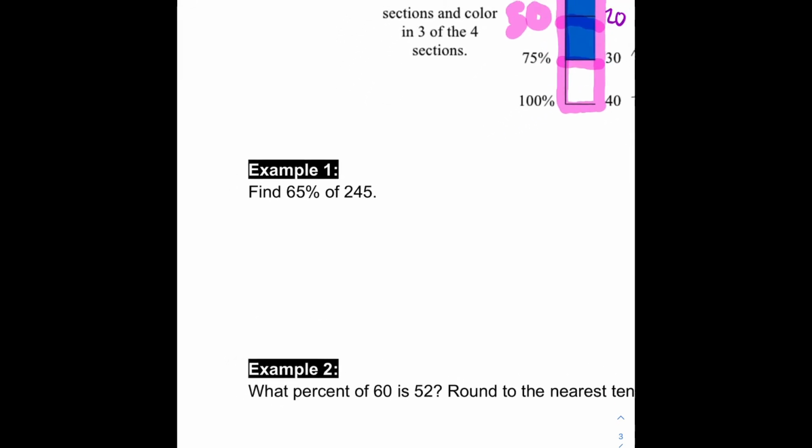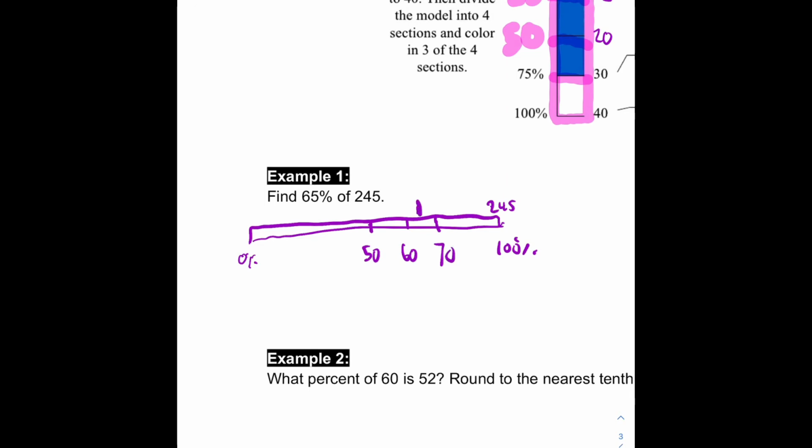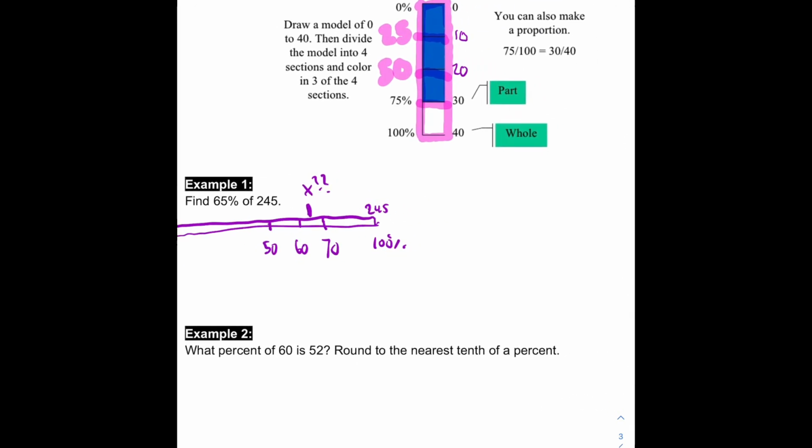Now, this one might be a little bit trickier because you're like, okay, if this is 0% and this is 100%, I know that 100% is 245 and 65. So if this is 50%, maybe this is 60%, this is 70%, 65 would be right here. So we're trying to figure out what this number is going to be. So I like to try to set up a proportion. And so percentages are always out of 100. So I can set it up like this.